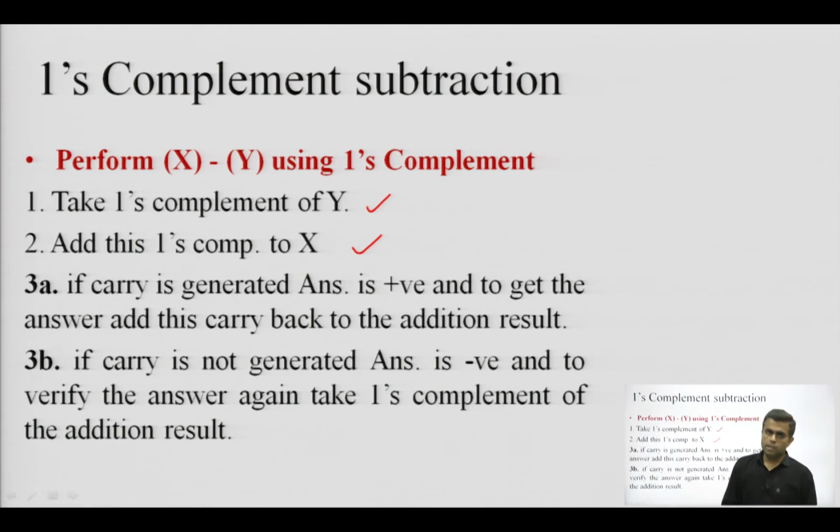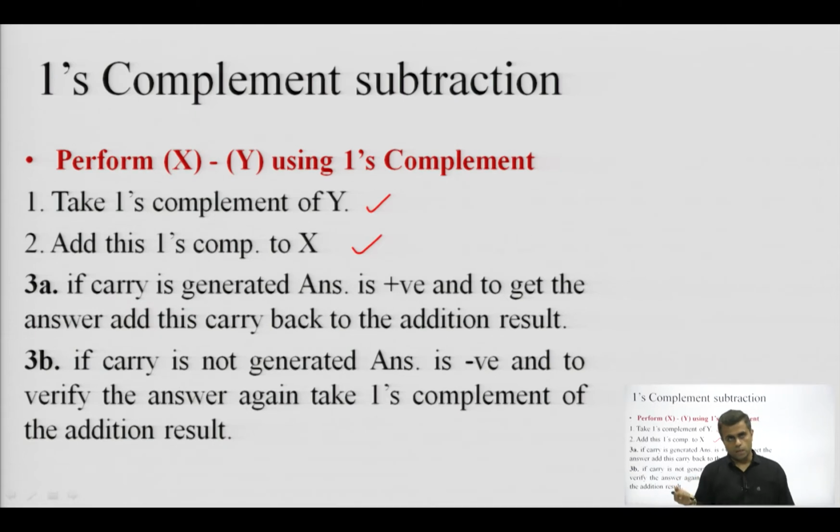If the carry is generated, then it gives me an indication that the answer is positive. Okay. And to get the answer, I have to add this carry back again to the addition result, and if carry is not generated, it gives me an indication that the answer is negative, and to check whether this is the ones complement representation of the actual answer, I again take the ones complement, so that I get it verified whether it is minus 3, minus 4, whatever it is. This will be more clear when we take the examples.